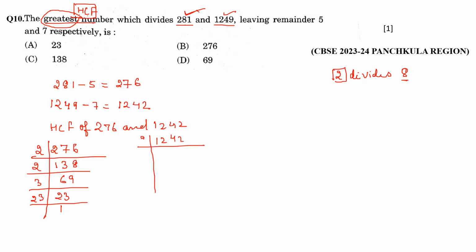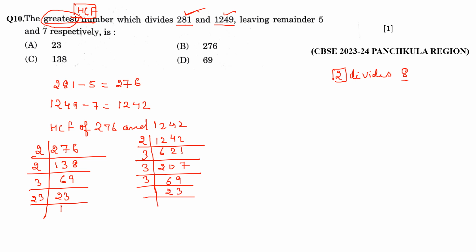Now next let's do the prime factorization of 1242. So again the 2 table. So 2 6s are 12, 2 2s are 4, 2 times 1. Now here again the 3 table. So 207. Again the 3 table, 69. Then again the 3 table, 23.